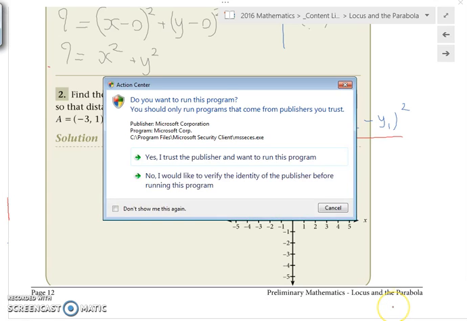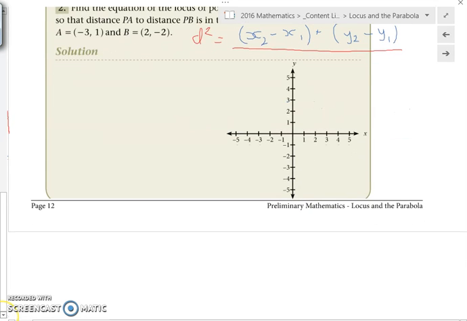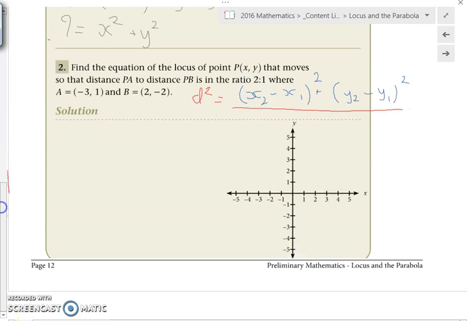All right, so it says find the equation of the locus of the point P that moves so that distance PA to distance PB is in the ratio 2 to 1, where A is minus 3, 1, and B is 2, minus 2. So the first thing we're going to do is plot those points.